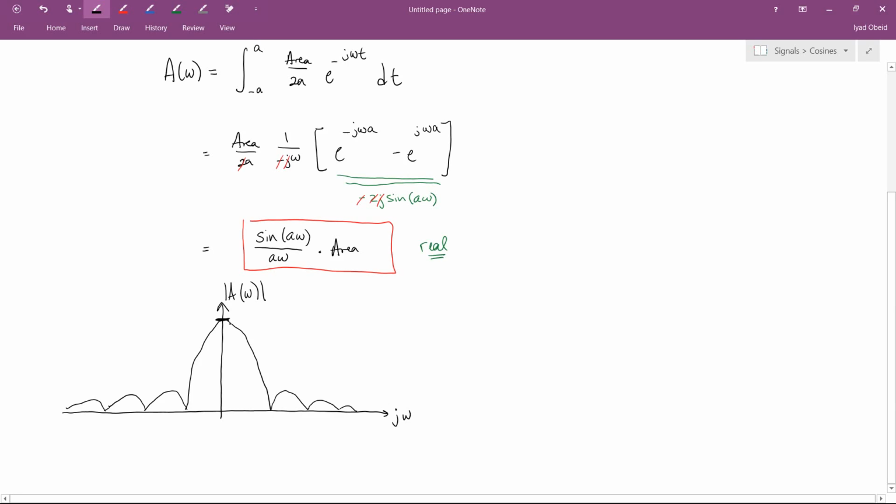If it was just sine a omega over a omega, then you could use L'Hopital's rule to determine that at omega equals 0, the amplitude is 1. In this case, it's an amplitude of 1 scaled by the area. So whatever the area was before, this is now equal to that. Where I got that from was just a reminder: sine of a omega over a omega evaluated at omega equals 0 gives you 0 over 0, so you use L'Hopital's rule.